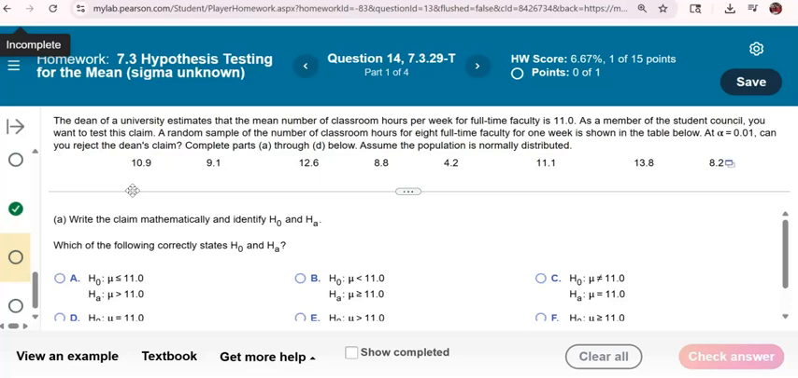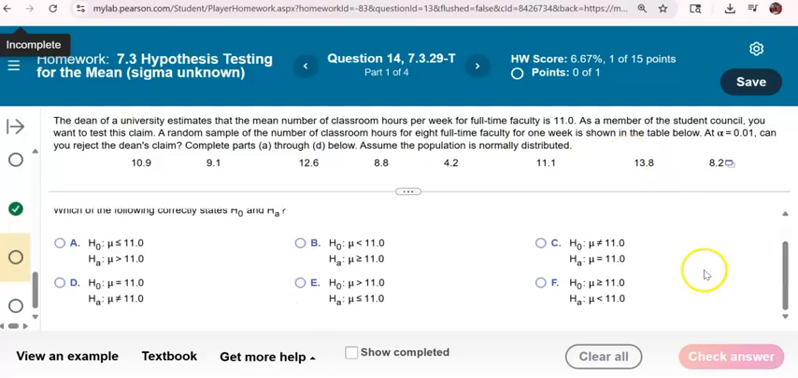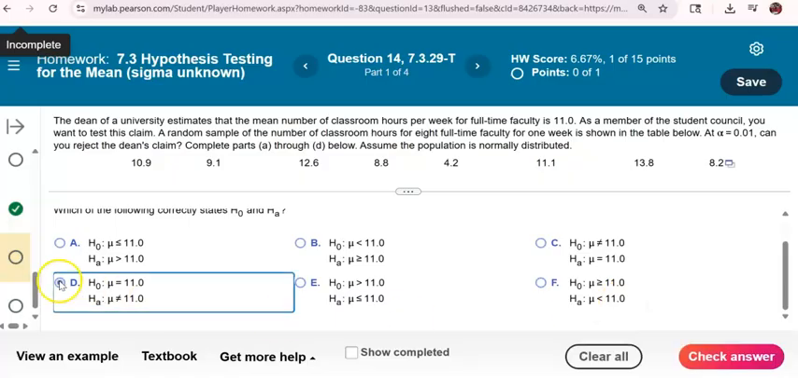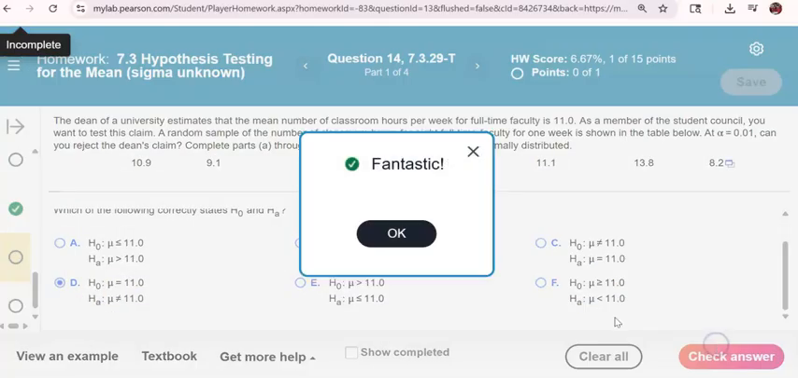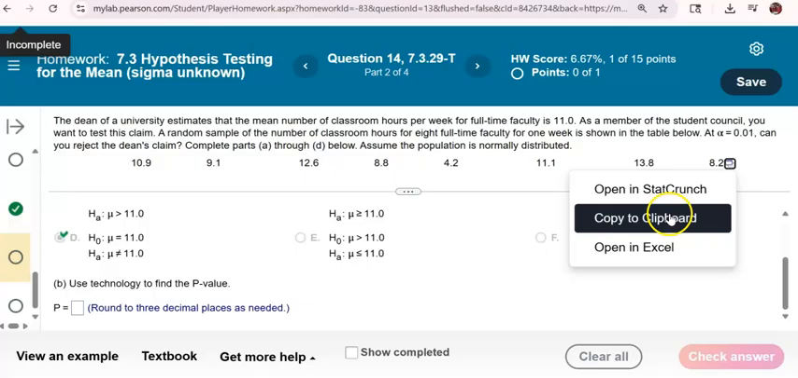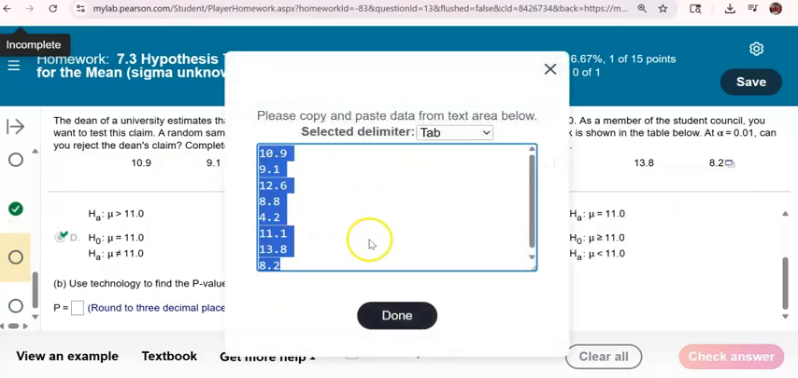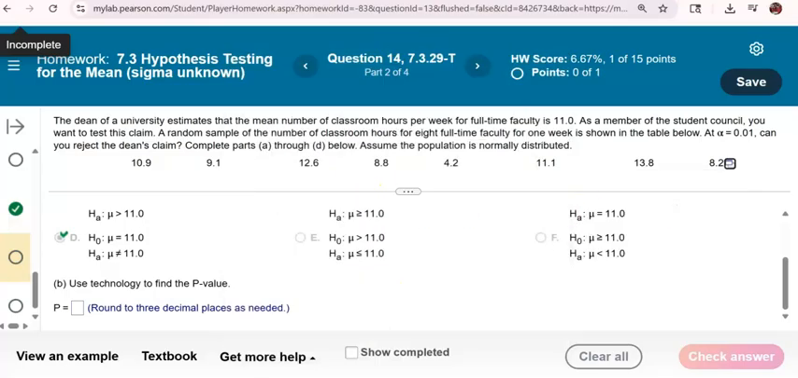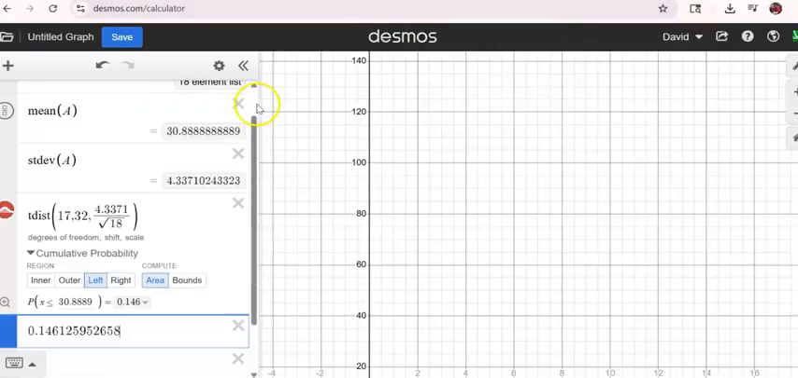So here's the next problem, very similar. This one says we're going to test the claim that the mean number is 11. So that's the null hypothesis. So that's equality in the null. The mean equals 11, and that means not equal to in the alternate. So that's going to be choice D here. Okay. So if it doesn't imply a direction, that's the null hypothesis. All right, let's grab our data, copy it, Control C, and then we will paste it into Desmos just like we did before.